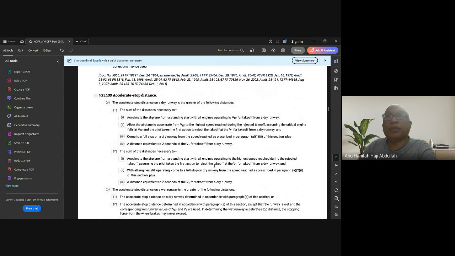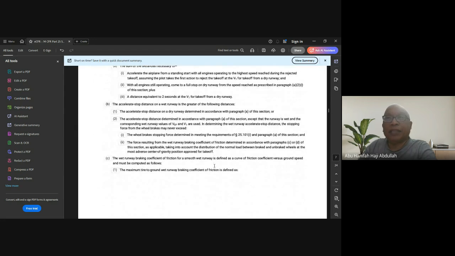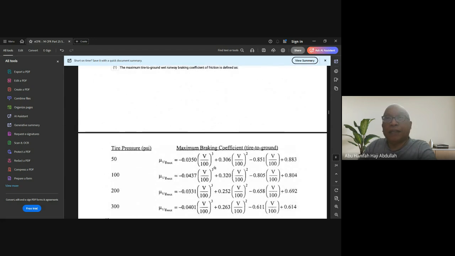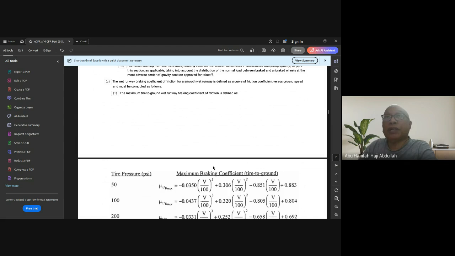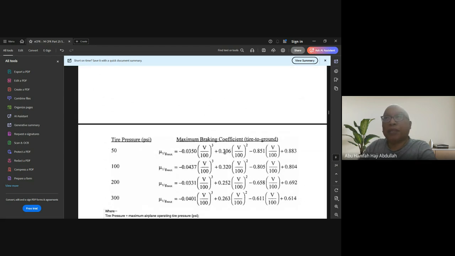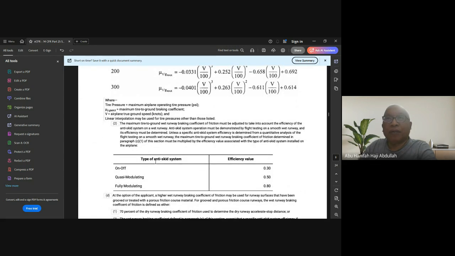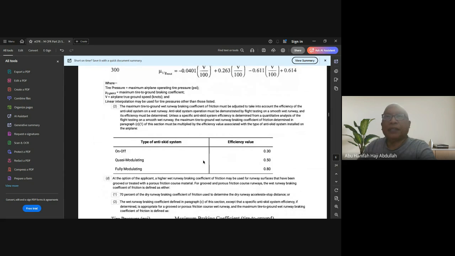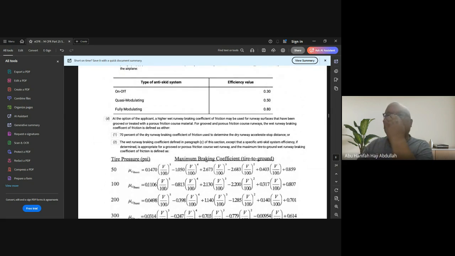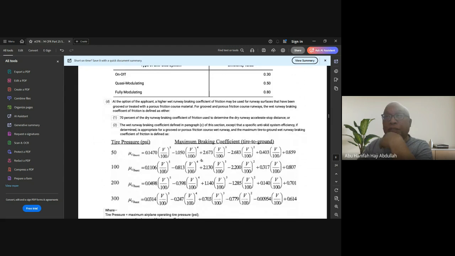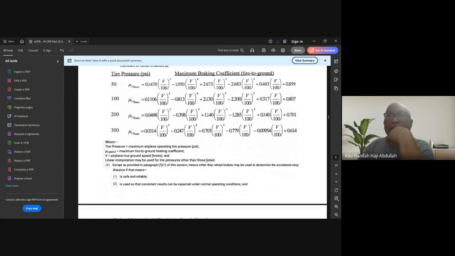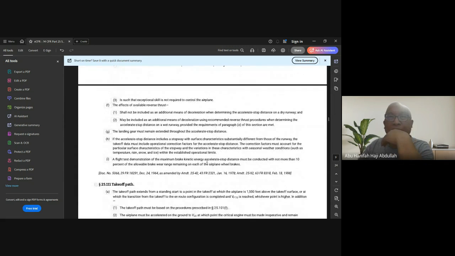Accelerate stop distance. Normally we use this to do the balanced field length to calculate whatever remaining. This is very detailed here. So this is the tire pressure. Also, we need to consider runway braking. Then tire pressure, maximum braking coefficient to be used. And then you need to use the type of anti-skid system if you have. And also calculation on tire pressure, braking coefficient, tire to ground.